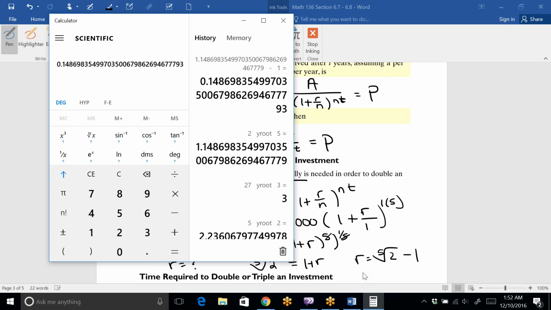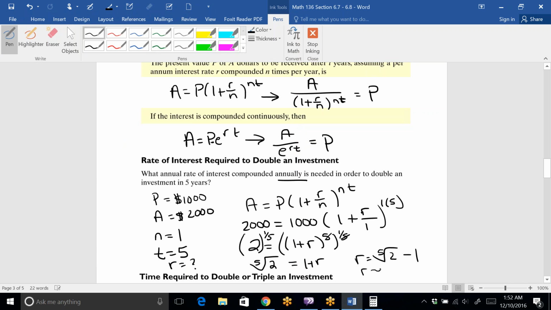So it looks like our rate is 0.15 if we round to 2 decimal places, or about 15%. So you'd need a pretty high rate if you wanted to double your investment in 5 years.